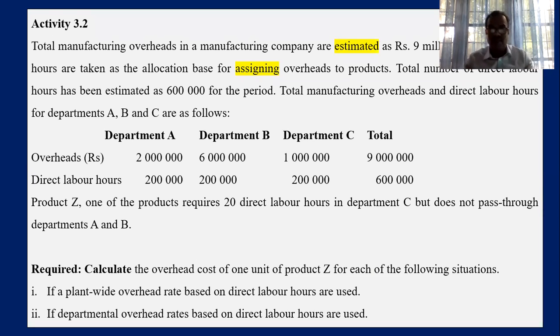Actual is taken and divided. If there is no sophistication, it is easy, so we deal with actual. But when the sophistication increases, sometimes in real life decision making, we take estimated cost. If there is no estimation, it is actual. Right. So this is 9 million. Direct labor hours are taken as the allocation base.